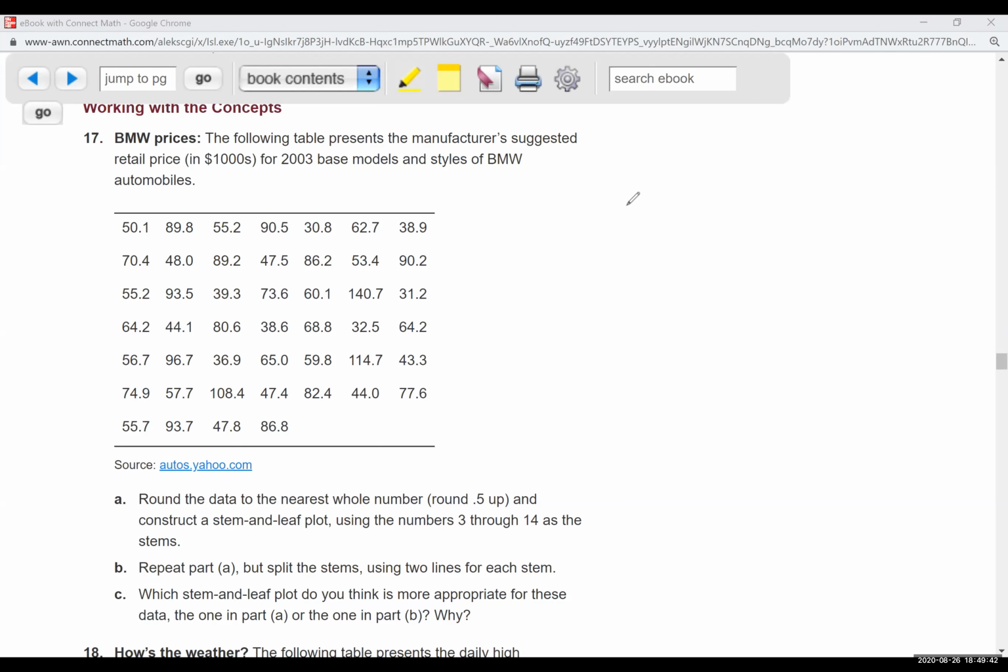Let's find out what the lowest number is and what the highest is for the BMW prices. The highest is 114. The highest is 140. Oh yeah, 140. And then the lowest.